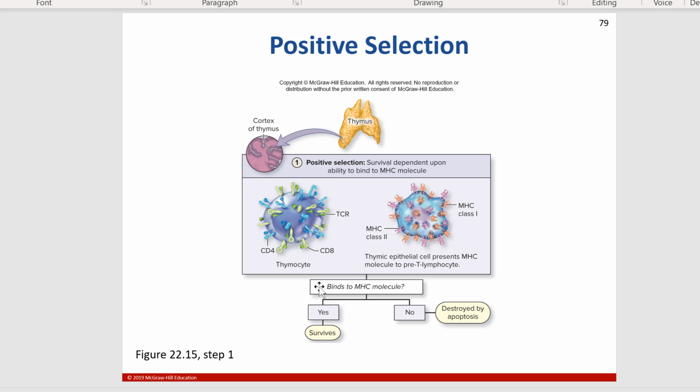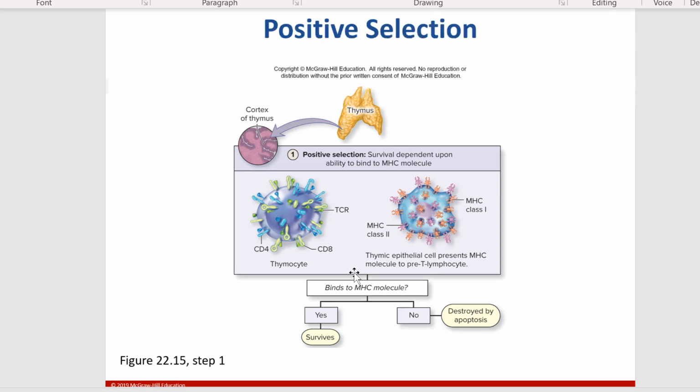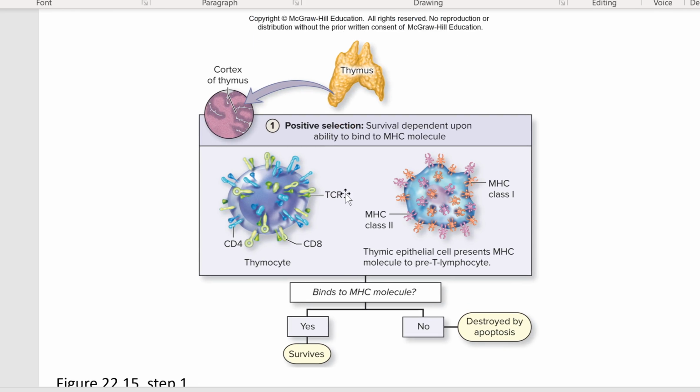Anyway, again, positive selection, we do choose that one. So what happens is, does it bind to an MHC molecule, yes or no? Yes, that cell survives. That T cell will survive. And when it proliferates, there are many of them, and it causes an overall response of the immune system. If it doesn't bind, the body goes, we don't need that cell anymore, so it dies by apoptosis.